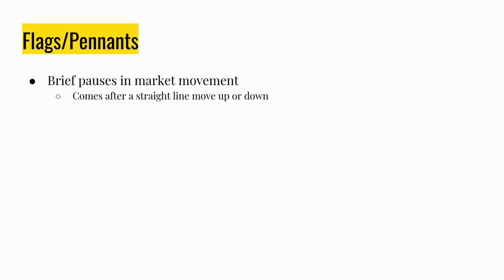Both represent brief pauses in market movement and they usually come after a straight line move up or down. They both should see a decrease in volume when the flag and pennant is forming. Before the flag and pennant, there should have been an increase in volume, since, as we described before, the previous price action usually takes form of a straight line move up or down.